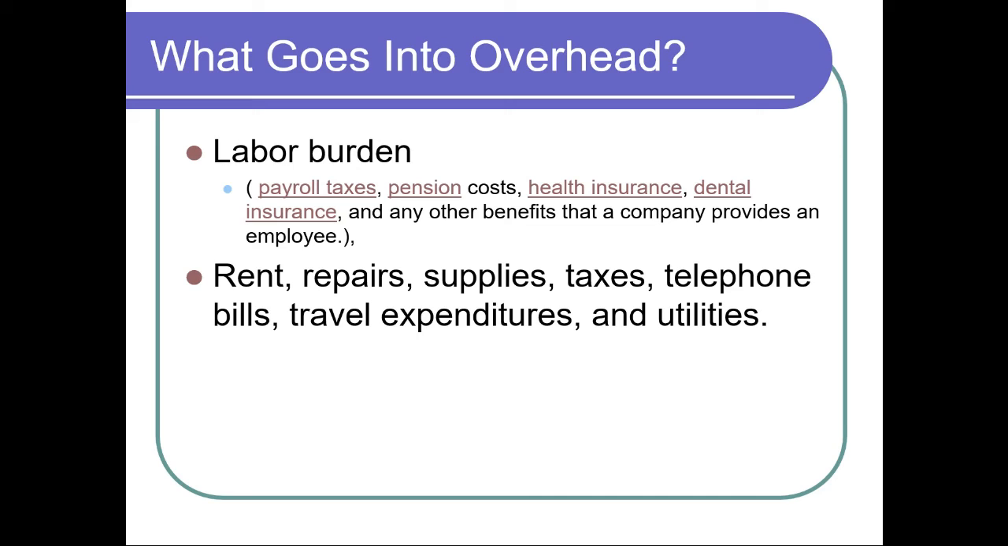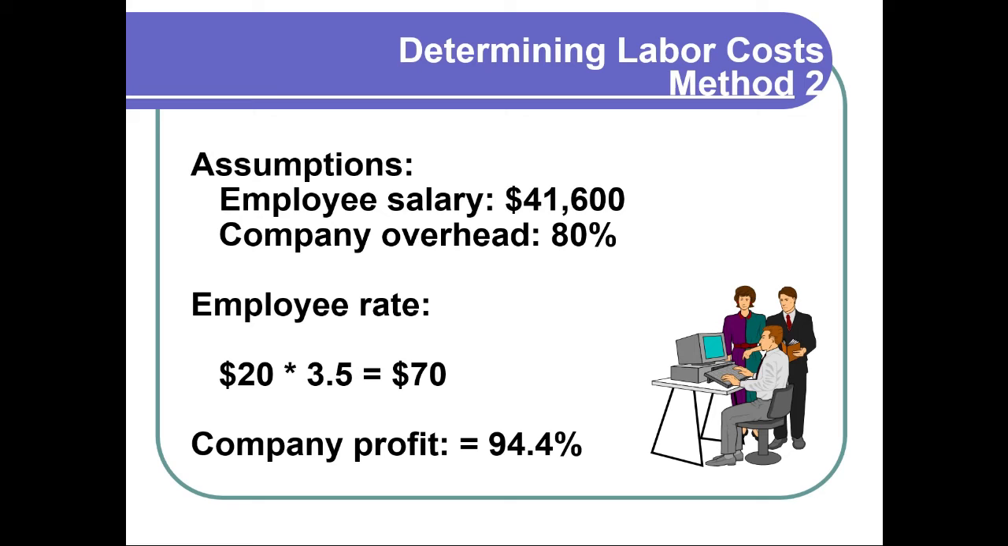At different companies, overhead's different, and there's variable overhead and fixed overhead. I'm not going into any of that. Just know that overhead goes into the hourly rate that you have to figure out. So let's look at another way of figuring it out. What happens here is we still have the 41,600. Company's overhead is still 80%, but now we have this thing that's 3.5. What is that? And the rate then is $70 per hour.